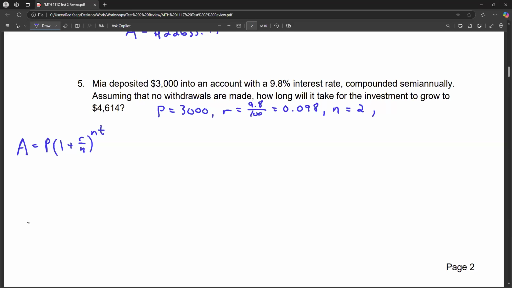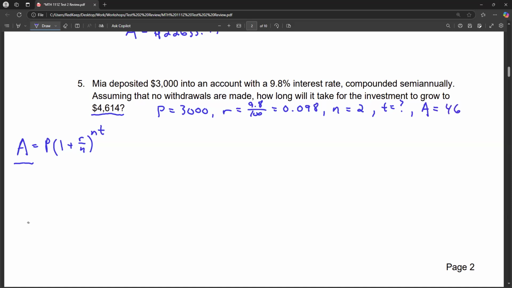And then our t value is actually what we don't know, right? So maybe I'll put that down here and say, I don't know. That's what we want to know, right? And then they actually give us, in the second part of this, assuming that no withdrawals are made, how long will it take for the investment to grow to this amount, 4,614. So remember that this A value represents the account value after time t, right? So here, this will be different than question 4, in that we have that A value given to us, right?